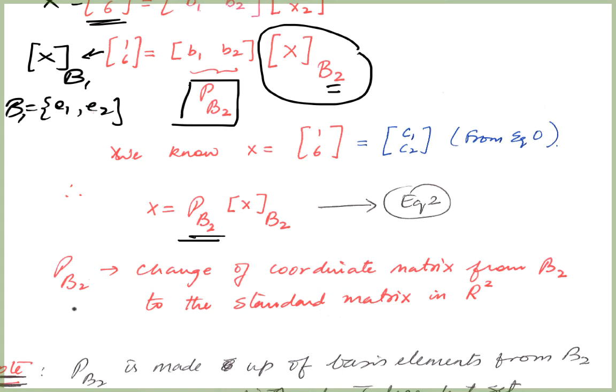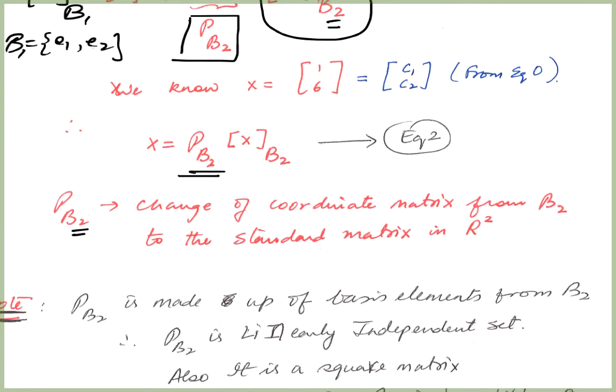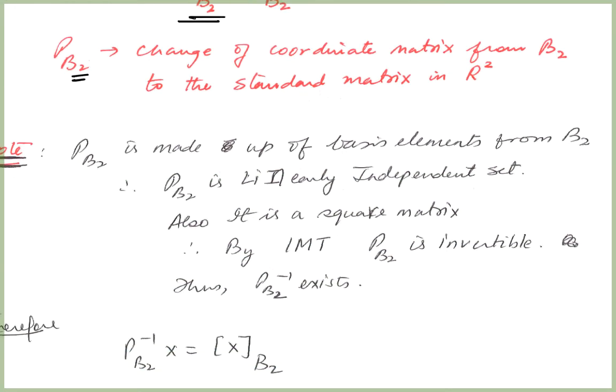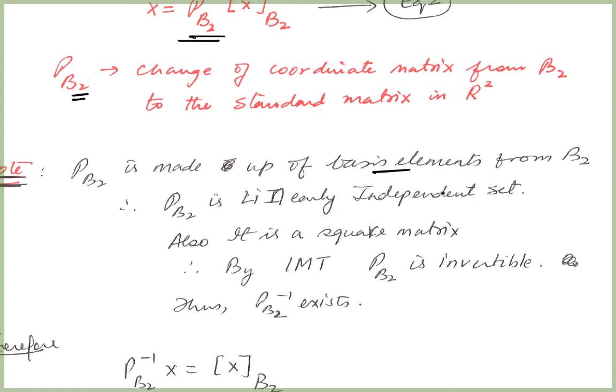This PB2, look at the basis set. It is made from the elements of the basis set B2. And now we're going to do some theory which we have learned earlier. Now it is a basis element. That means it's linearly independent. And this matrix is a square matrix. Hence, by the invertible matrix theorem, PB2 is invertible. Hence, the inverse exists. So then what do we do?